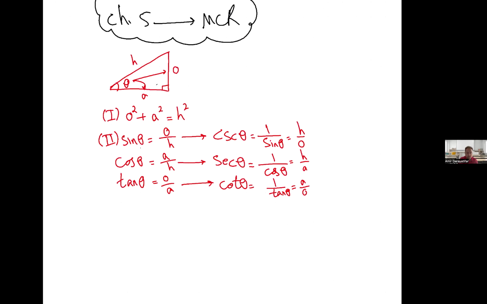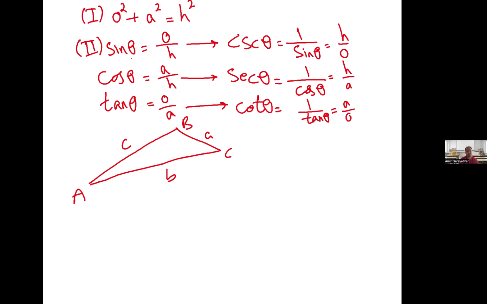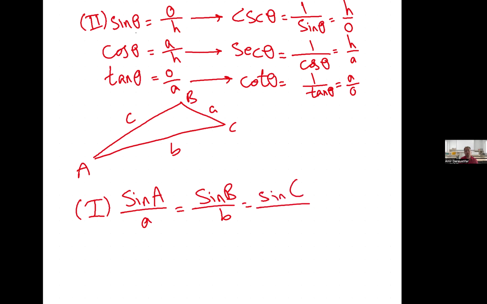Then we also said that if a triangle is not a right angle triangle, in order to find the unknown variables, let's say it's a scalene triangle with vertices A, B, C. This side is A, this is B, and this is side C. Then we can use two things. Number one was the sine law, which states that sine of angle A over the associated side A equals sine of angle B over side B equals sine of angle C over side C, which is a constant K.